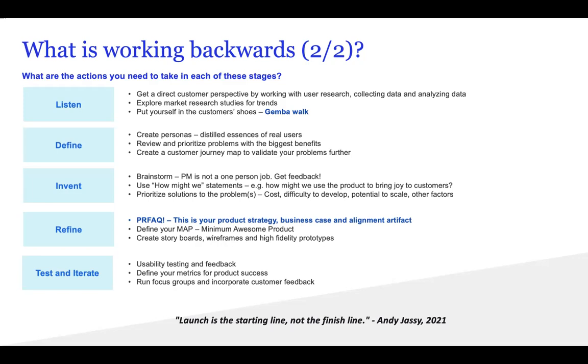This is the fundamental artifact that will define your product strategy, your business case, and stakeholder alignment. This is what I use. This is what most product people at Amazon use in order to put together an idea for a future product or a big upgrade to an existing product. With this, you'll be able to define your minimum awesome products. You can also utilize this during the refine phase. You can also create storyboards, wireframes, and other prototypes.